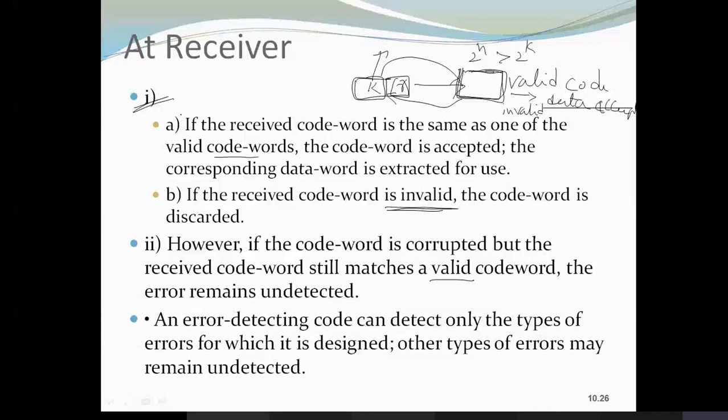Okay, the first method is very easy, but sometimes the number of bits that got corrupted is more than one. In that case it will get matched with one of the valid code words, and the error remains undetected. So the error is not detected, and the incorrect data is delivered to the receiver. Many times this problem occurs when there are more errors. An error detecting code can detect only the types of errors for which it is designed.